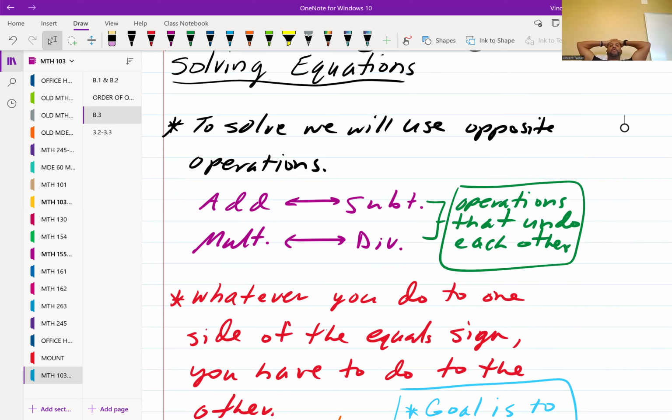So to solve equations, what we're going to do is use what I call opposite operations. Basically, those are operations that undo what the other one does. So examples of that: addition and subtraction are opposite operations. Multiplication and division are opposite operations. And then the other thing that we have to consider is that whatever you do to one side of your equal sign, you have to do to the other side in order to keep your equivalency. So if you're going to add something on one side of your equal sign, you have to add that same thing to the other side of the equal sign.